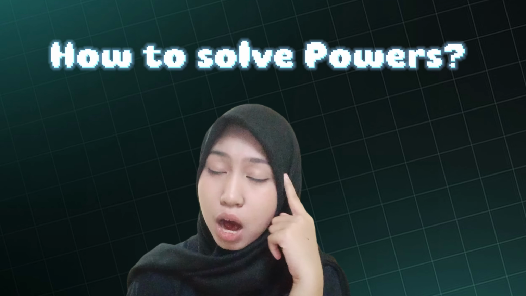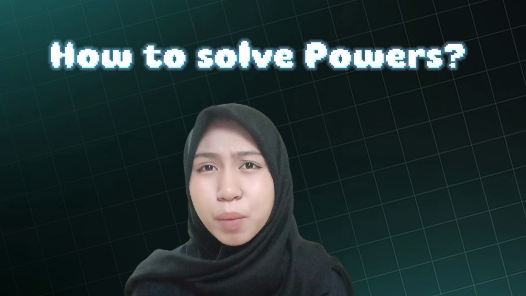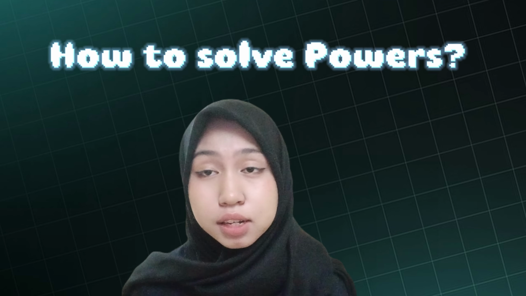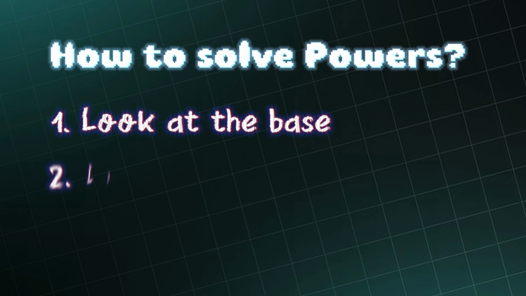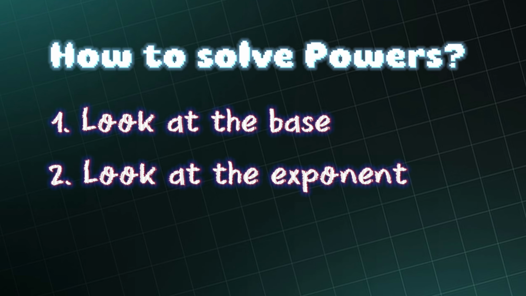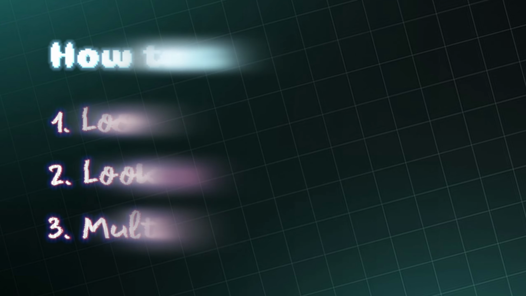How to solve powers? When solving powers, think like this: how many times do I need to multiply this number by itself? Step 1, look at the base. Step 2, look at the exponent. And step 3 is multiply step by step.